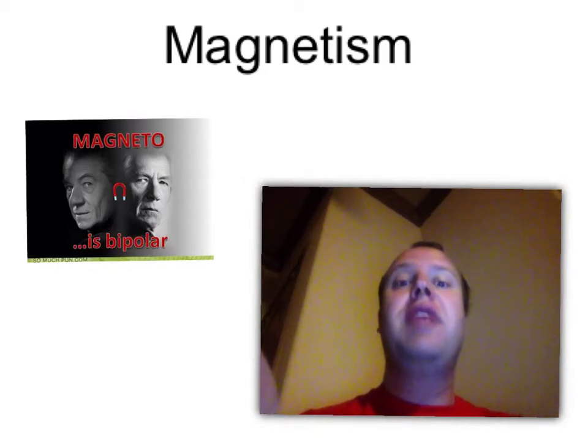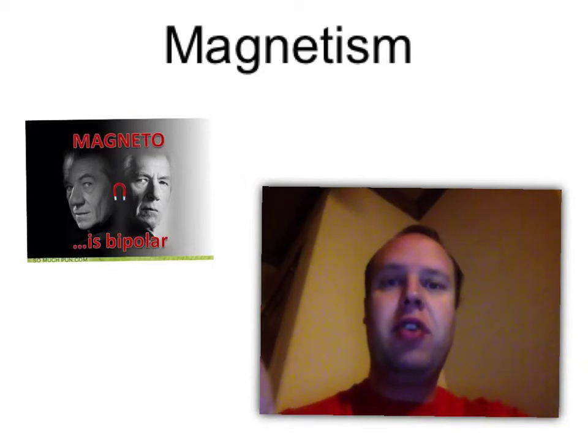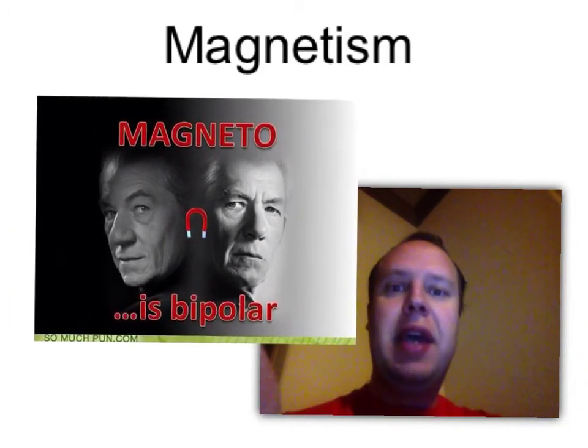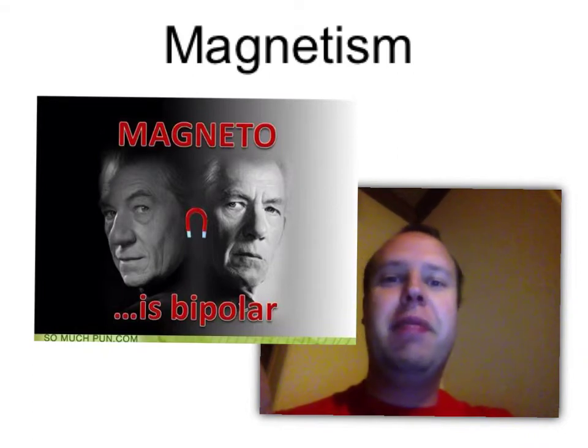Alright class, in this video we're going to go over the basics of magnetism. If you look at the picture on the left, it says Magneto is bipolar. He has a north and south pole in him.